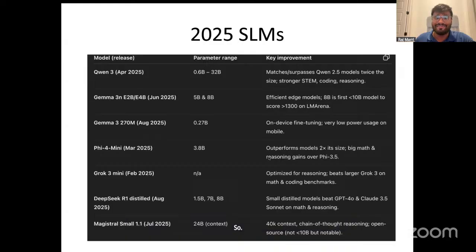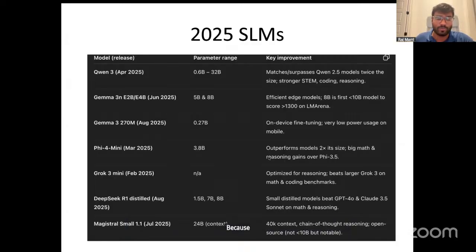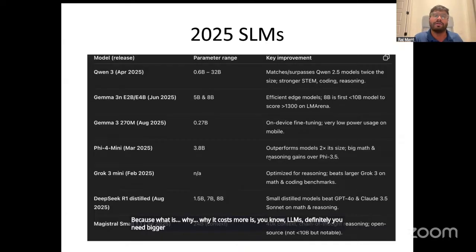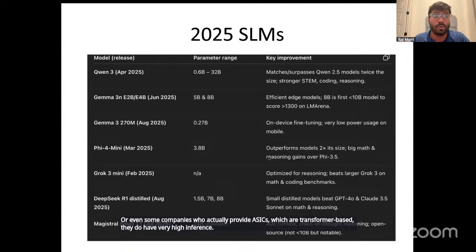So when you say the cost difference for tokens per minute, the cost at the end of the day would be significantly lower for SLMs when compared with an LLM. LLMs definitely need bigger machines, more energy, electricity, whereas an SLM would need smaller machines. But you could beat LLMs if they are deployed on some ASIC like Etched, or companies who provide transformer-based ASICs, which have very high inference, like 300, 400 tokens per second.